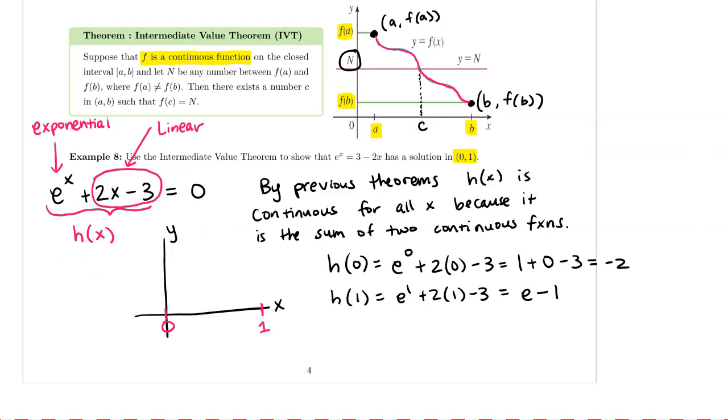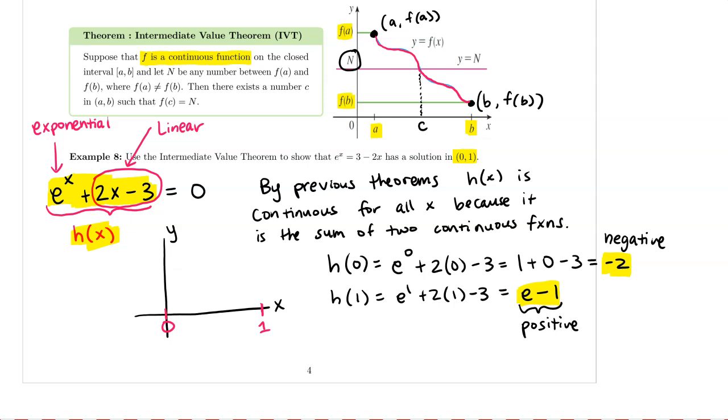So I've gone ahead and I've plugged in x equals 0 and x equals 1 into my h of x function, which remember we defined to be e to the power of x plus 2x minus 3. So this thing here is my h of x function. And notice that the output value for h of 0 is -2, and then for h of 1, that's equal to e minus 1. And the important part here is to recognize that -2 is a negative number, and e minus 1, because e is approximately 2.71, is a positive number.